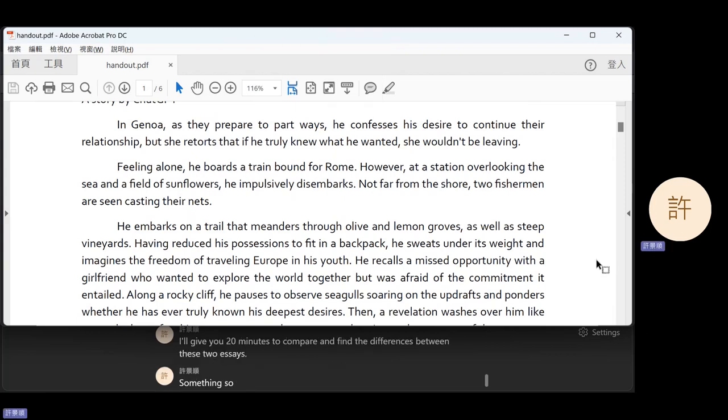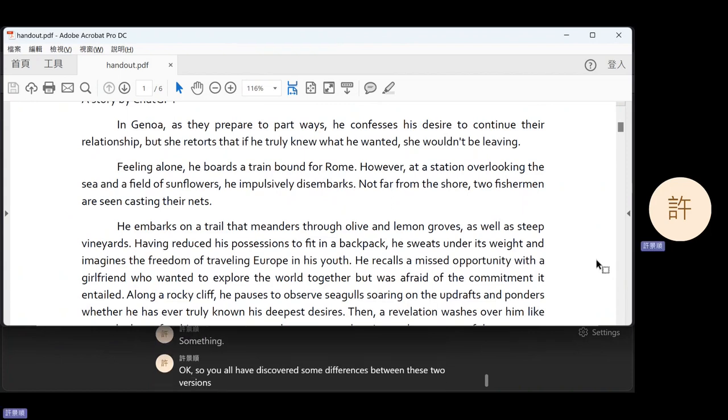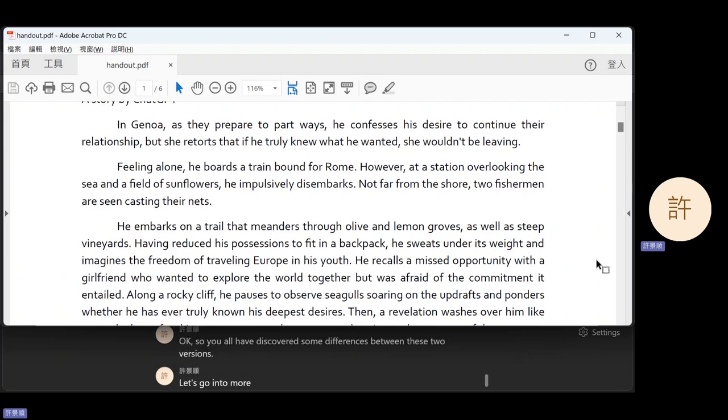Okay, so you all have discovered some differences between these two versions. Let's go into more detail. So the first one everyone pointed out is the language. This is ChatGPT, right? Look at this.